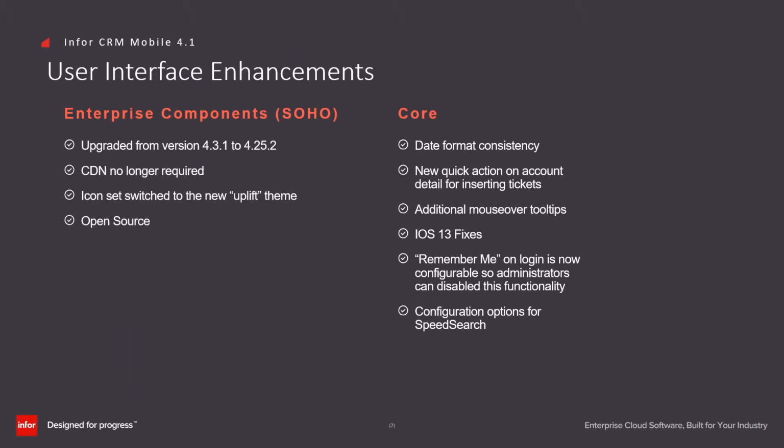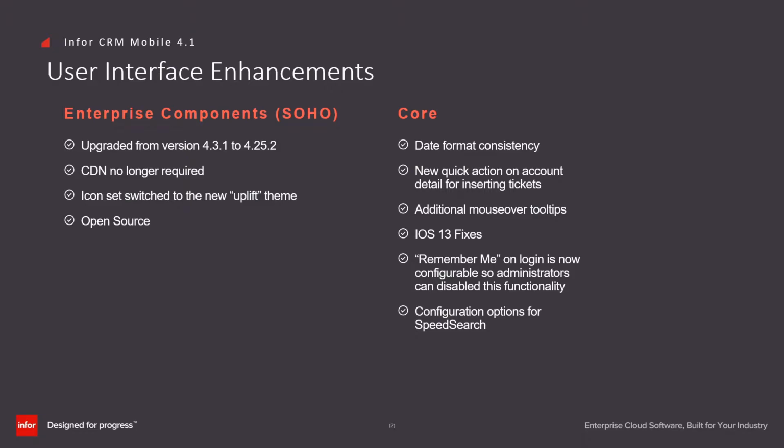In the previous version of Mobile 4.0, we were using a version of Soho that was not open source. We've gone ahead and upgraded that from 4.3.1 to 4.25.2, and this is using the new open source version of Soho, which uses an Apache 2 license. This means a content delivery network is no longer required, and the source can be included with mobile. We also went ahead and switched to the new Uplift theme for Soho as well.